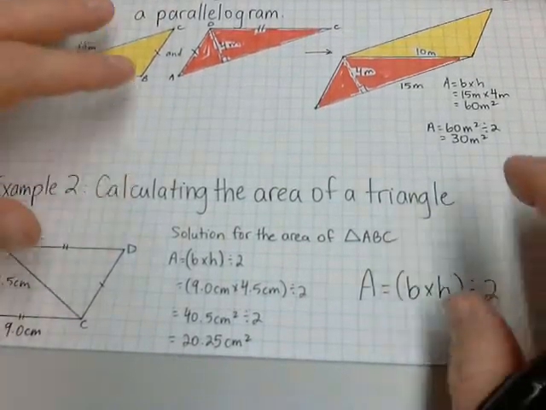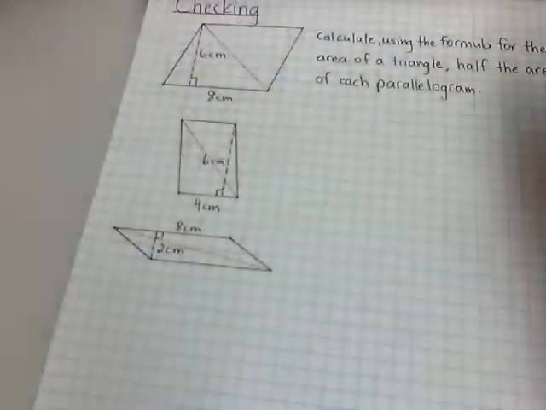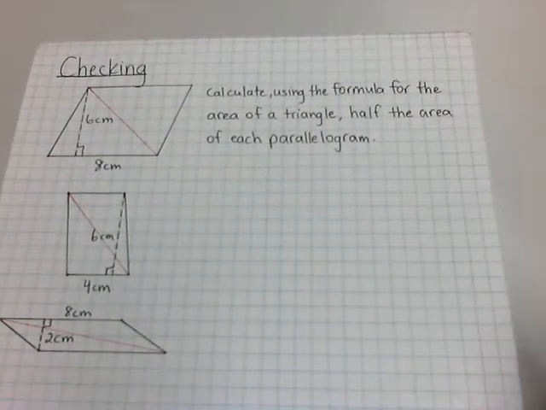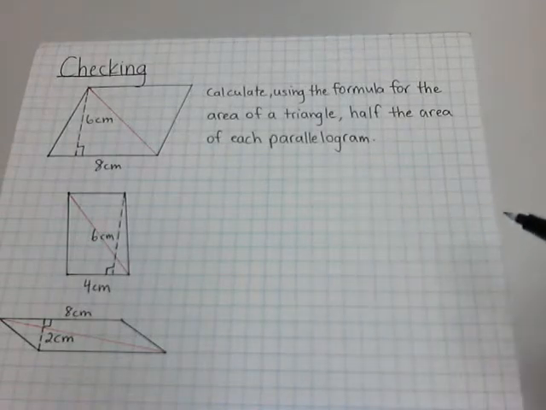Okay. Now I know that we're running a little bit long. I want to show you a couple more examples of being able to use this formula. So I'm going to bring back my original pad, and I'm going to check over some examples together. So the instructions here say to calculate using the formula for the area of a triangle, half of the area of each of these parallelograms.